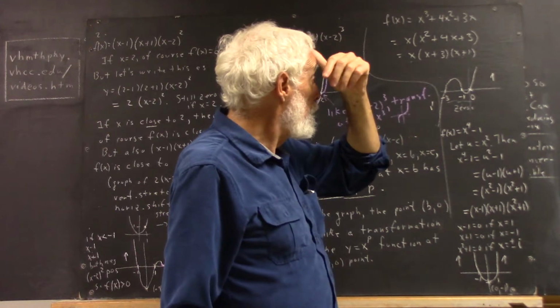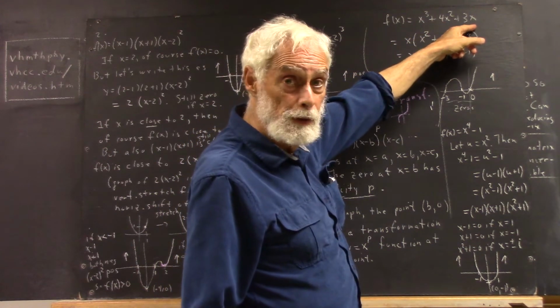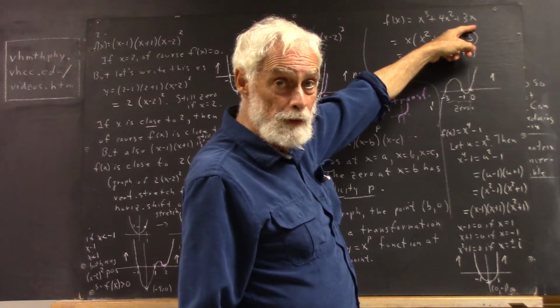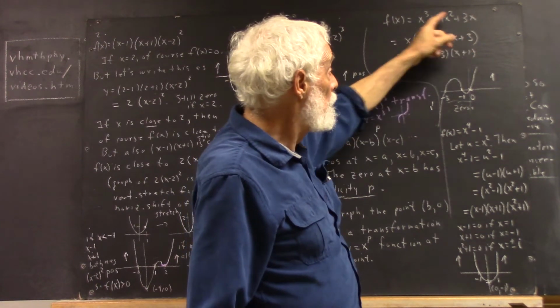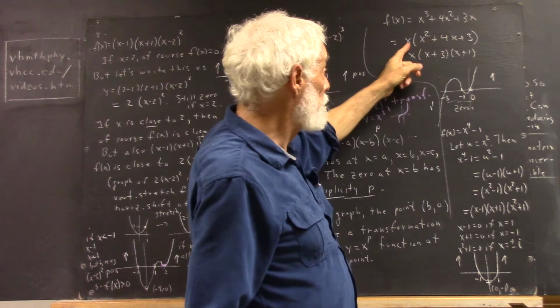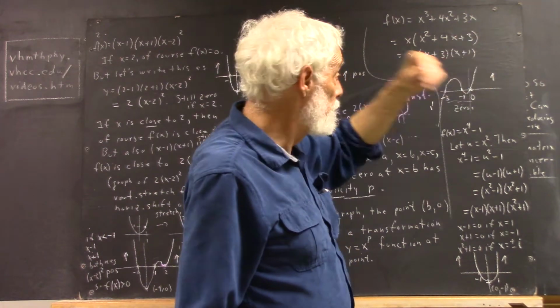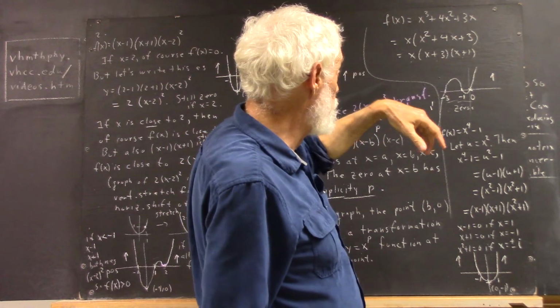review. Okay, so if f of x equals x cubed plus 4x squared plus 3x, how can we factor that? Is there anything we can factor out of that? Well, yeah, all these terms have x in common, so we can factor out x. And what we get is this, and I know you understand that because you understand the distributive law.